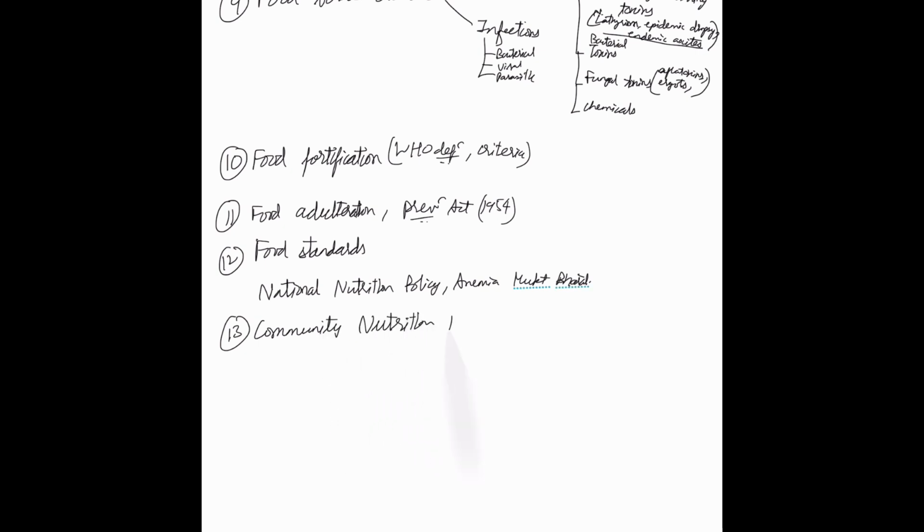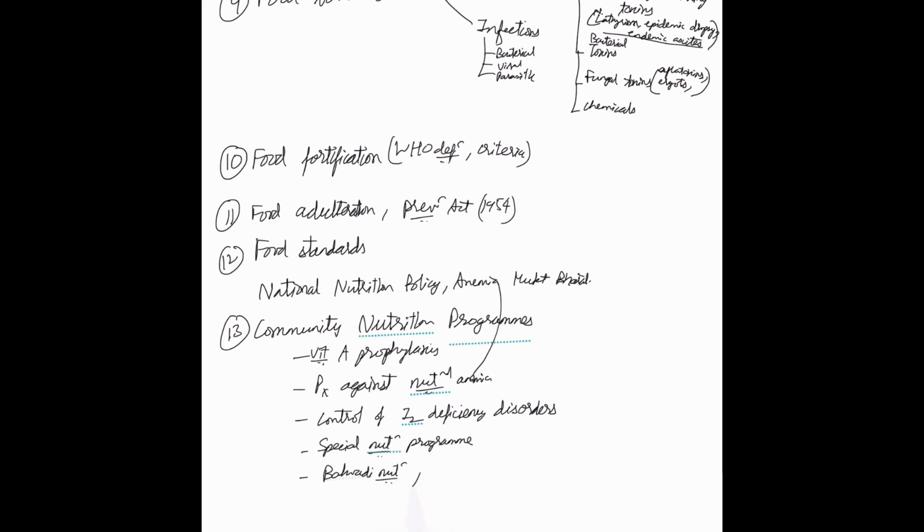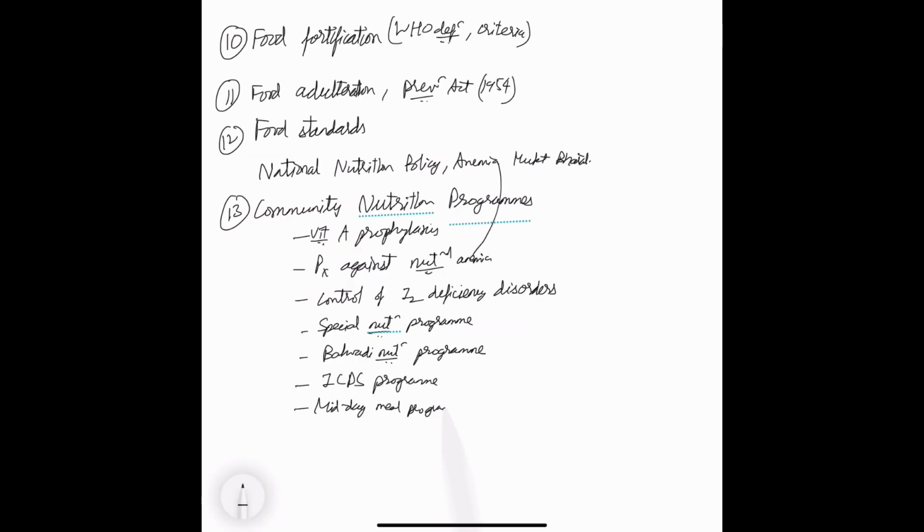There are also various other community nutrition programs like vitamin A prophylaxis, prophylaxis against nutritional anemia, control of iron deficiency disorders, special nutrition programs, Balwadi nutrition programs, the ICDS program, that is the Integrated Child Development Services program, the midday meal program, and the midday meal scheme. Midday meal program and scheme are, should I say, same but different. They have very slight differences, but they're more or less the same.